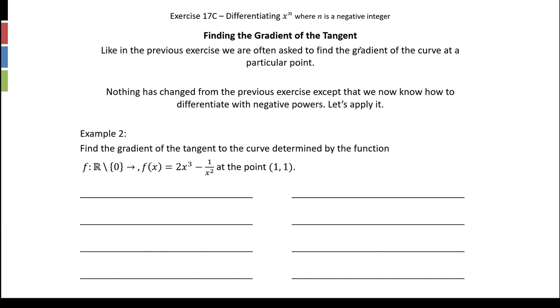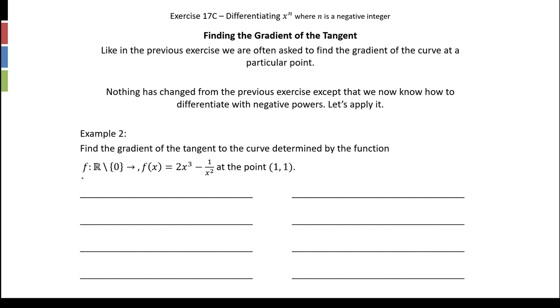Okay, finding the gradient of the tangent. Like in the previous exercise, 17b, we're often asked to find the gradient of a curve at a particular point. Nothing has changed. Just because we have a negative power, nothing has changed. Still finding f dash of x and then subbing in our point.